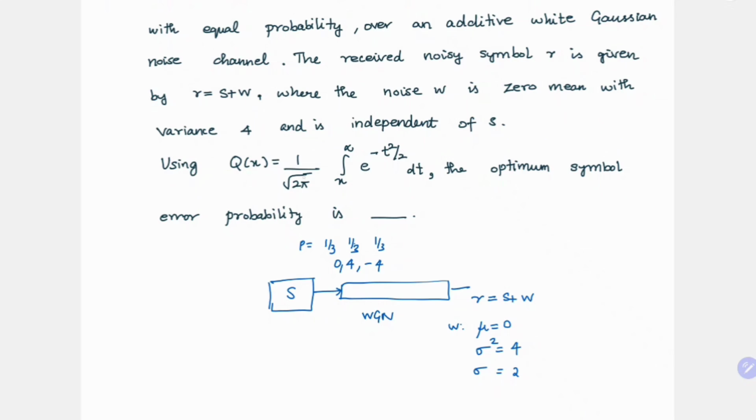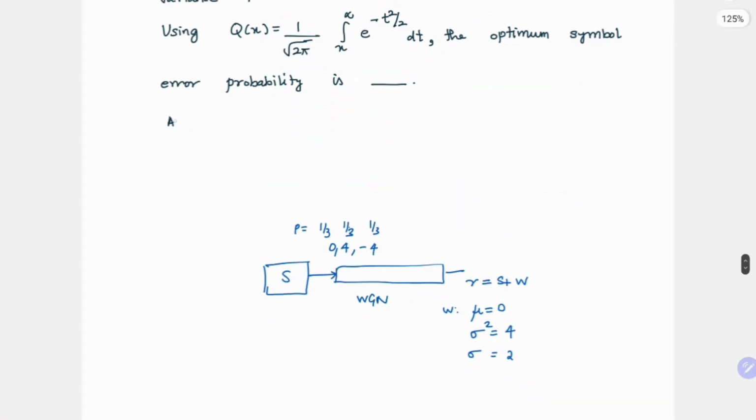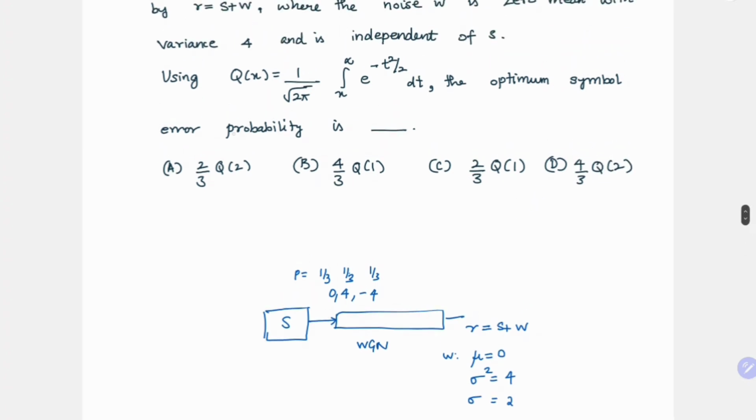And then they have given Q of x as the error function, which is given by 1 by root of 2 pi, integral from x to infinity of e power minus t square by 2 dt. And they are asking us to find the optimal symbol error probability. Here they have also given the options in terms of Q of x. So we have 2 by 3 Q of 2, 4 by 3 Q of 1, 2 by 3 Q of 1, and 4 by 3 Q of 2. So we need to find the error probability which is optimal in terms of Q.